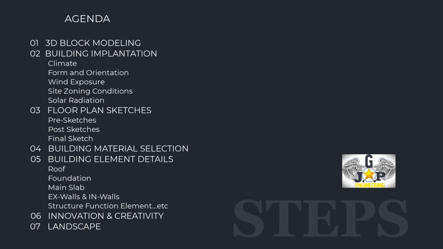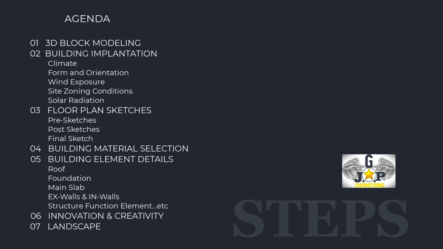For better understanding and clarity, I will give a 3-minute recapitulative briefing of the previous session, in which we covered the first 3 parts of our agenda. I clearly remember we enumerated 3D block modeling. We went through the building implementation, in which we touched on the climate, form and orientation, the wind exposure, the site zoning conditions, and the solar radiation.